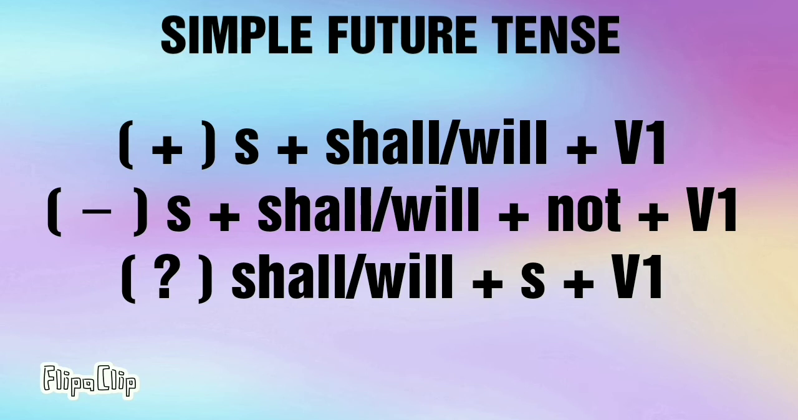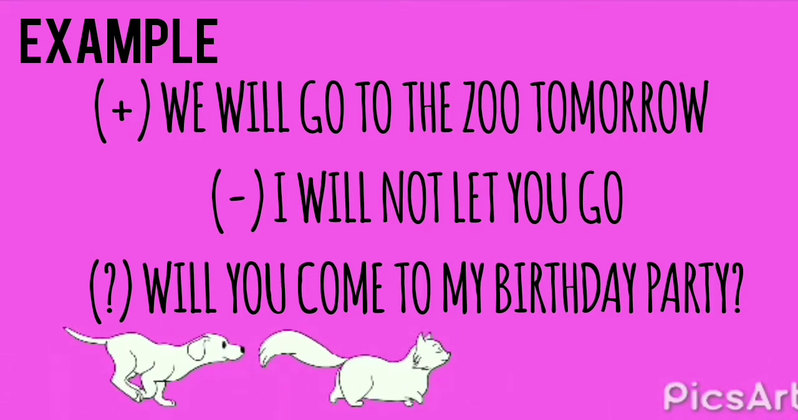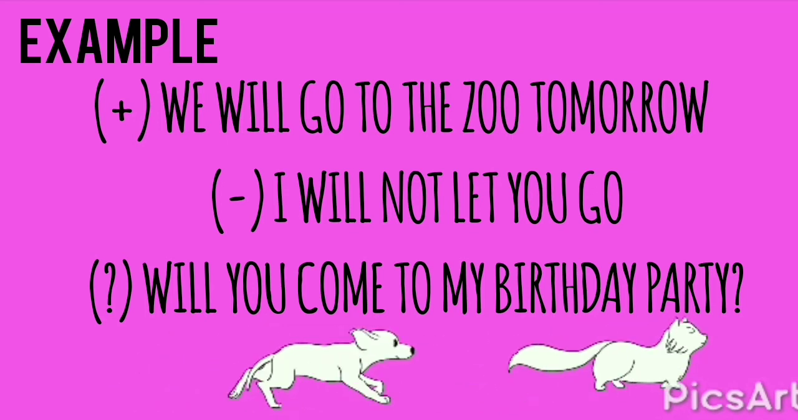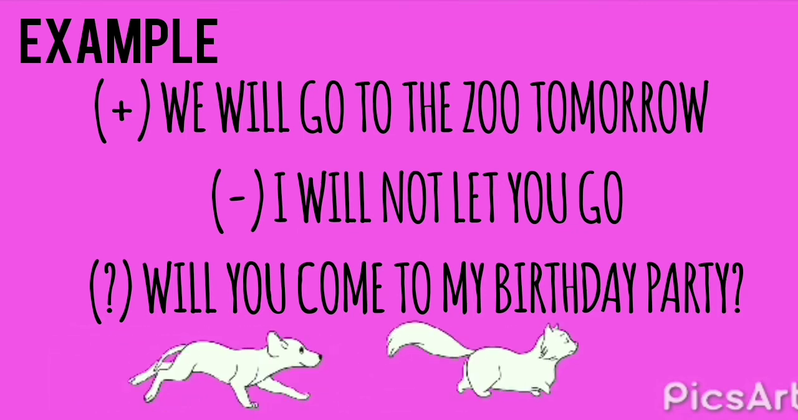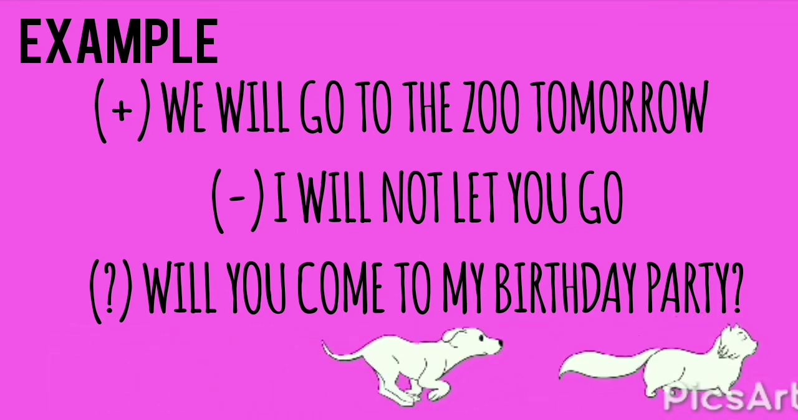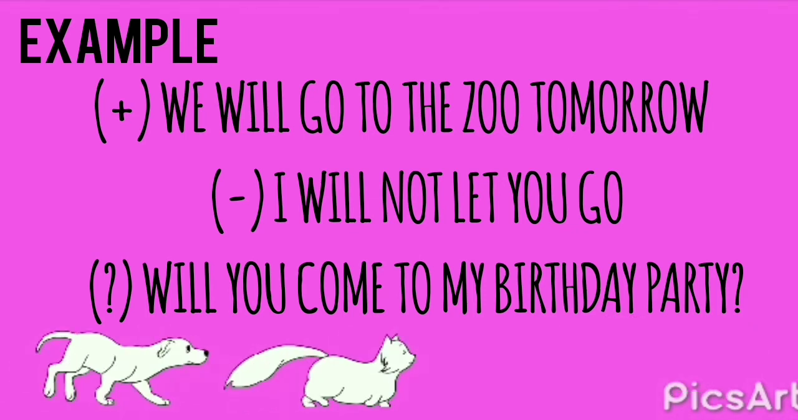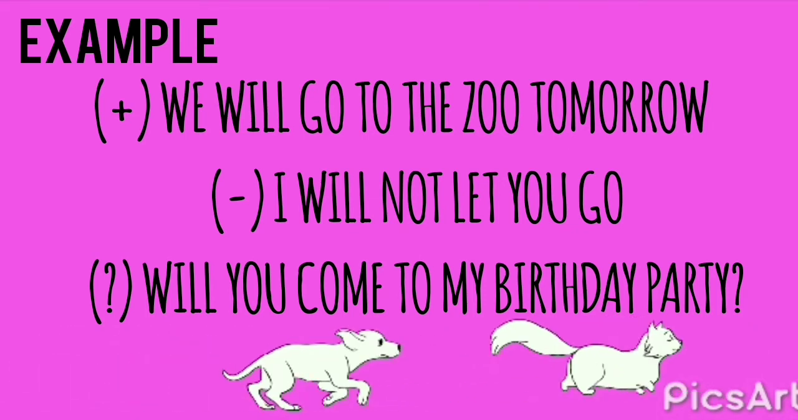The structure is, if statement, subject plus will plus base verb. If negative, subject plus will plus not plus base verb. If question, will plus subject plus base verb. For example, in the statement, we will go to the zoo tomorrow. In negatives, I will not let you go. In questions, will you come to my birthday party?